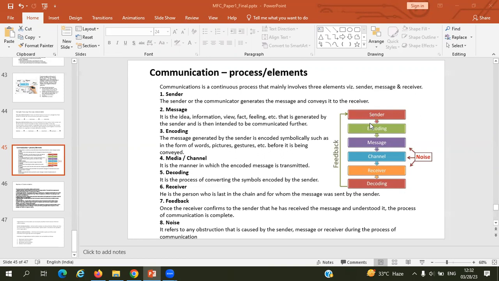That means the sender is confident that the message is delivered or received. So this is the diagram, exactly the same as what is written on the left side. The same diagram is given in order, how it is coming from top to bottom. So this is the process of communication.